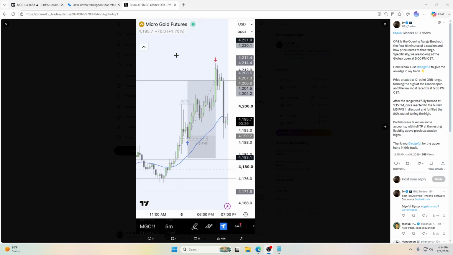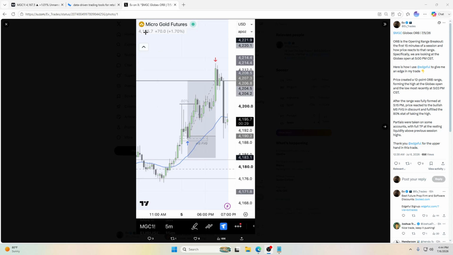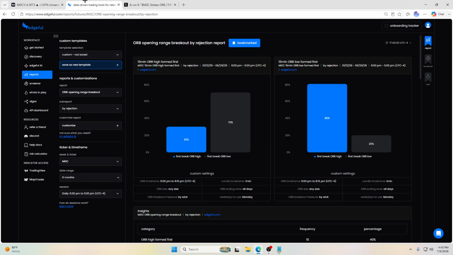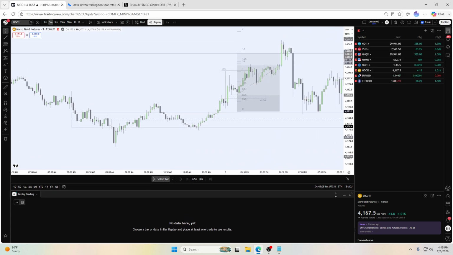I'm just going to be going over this trade from yesterday, Globex, July 5th. I hit this winner on micro gold futures. It was a 2R trade using the ORB strategy with a combination of Edgeful data. And I just want to show you guys how I caught this and how you can too with Edgeful data.